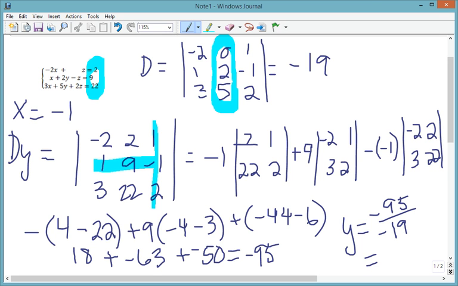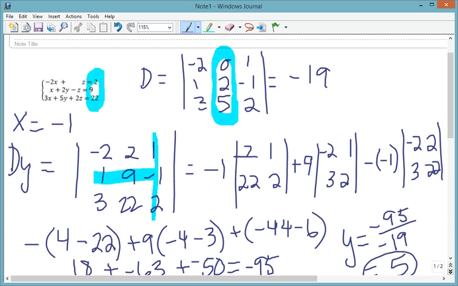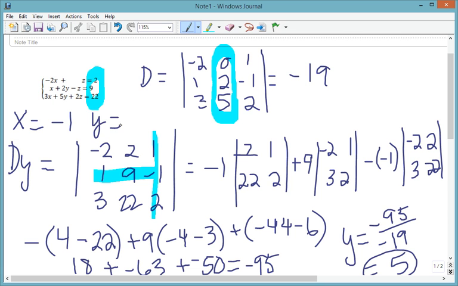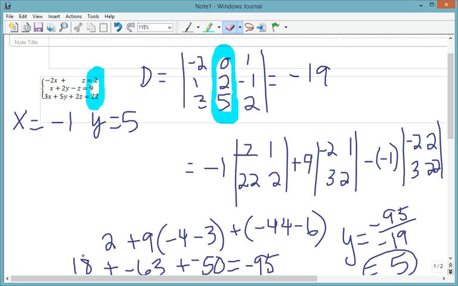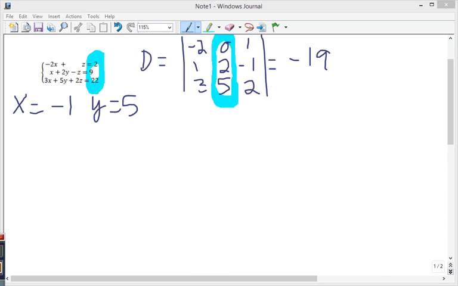And does 19 go into 95? Well, yes, because it gives you 5 times, right? That'd be 19 times 5, so y is equal to 5. I'm going to write that right up here, y equals 5. And we still have to do one more, D sub z. I'm going to erase this so that we can fit everything in here.